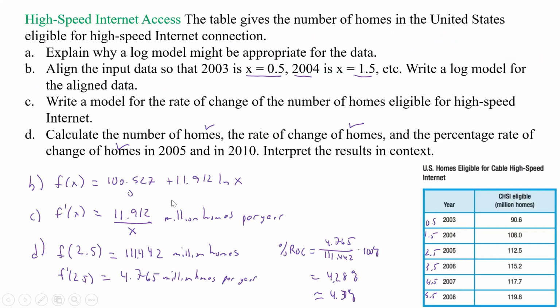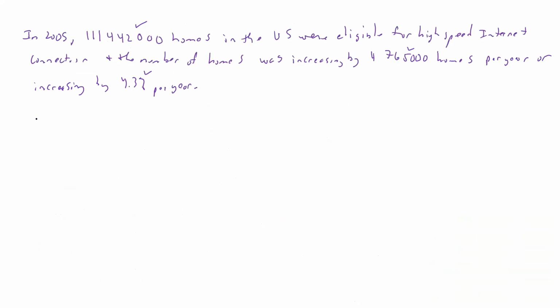All right. I'm going to skip the 2010 one because it's going to do the same thing, except we just plug in our values for what 10 is. So 8 is going to be that, and 2009 is going to be 6.5, 2010 will be 7.5. So we're going to find f of 7.5. We're going to find f prime of 7.5, and then we're going to find the percent rate of change at 7.5, and then we're going to write the exact same kind of sentence there. So we just have to do those calculations, and that would give us the next one.